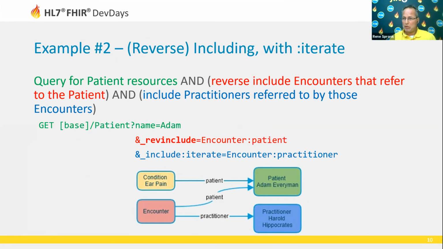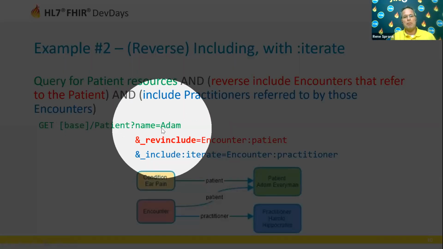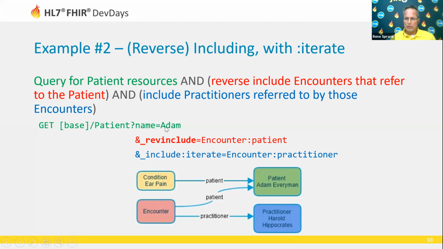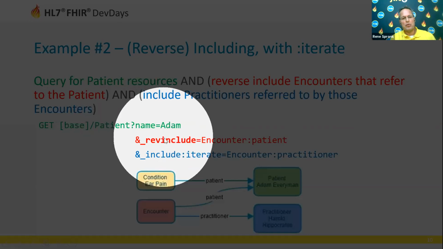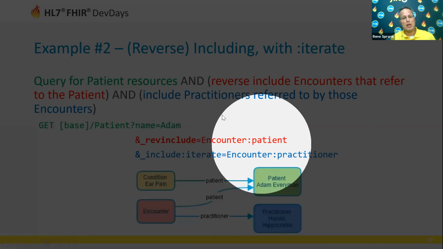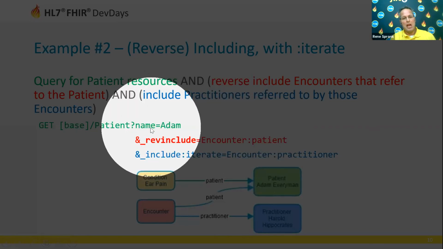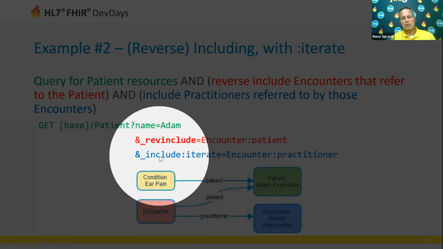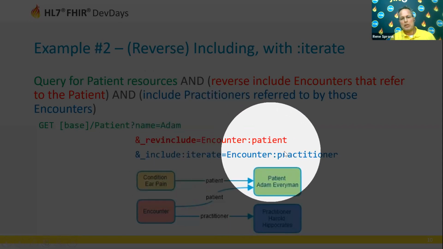So give me all patient resources. Okay, that's certainly give me all patient resources here with name Adam. Reverse include all the encounters that refer to this patient. Okay, and include all practitioners referred to by those encounters. So in this case, we have the patient. We reverse include, and that's what we have seen before, all encounters that reference our patient with name Adam. And then we include encounter practitioners.